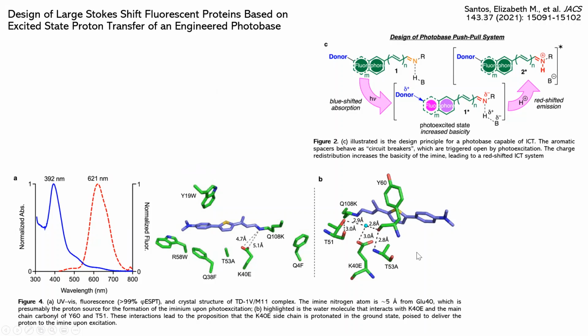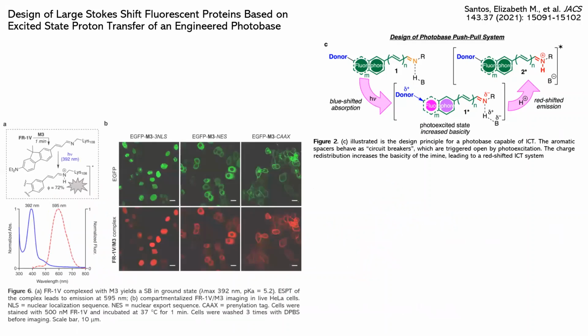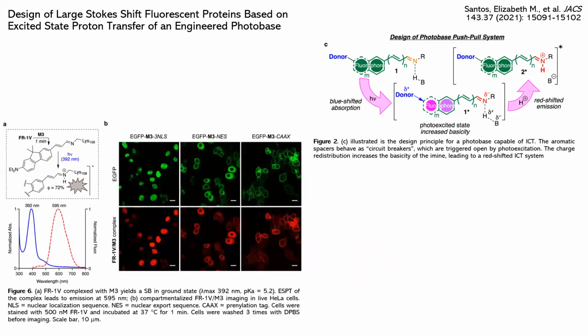And the resulting complex exhibited an apparent Stokes shift of over 200 nanometers and a quantum fluorescence yield of over 70%, which, those numbers make it sound very successful. And it's also thought to be the first system of its kind, which is pretty cool. They also demonstrated the implementation of their photobase initiated ESPT system in live cell imaging, and you can see that here in figure 6B.